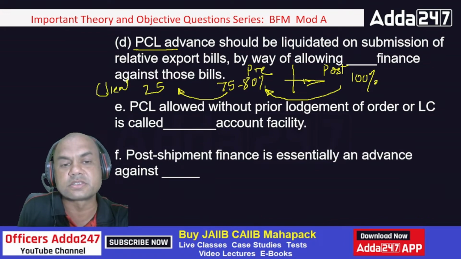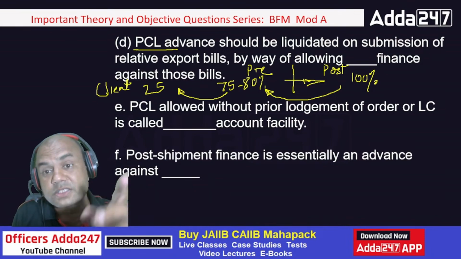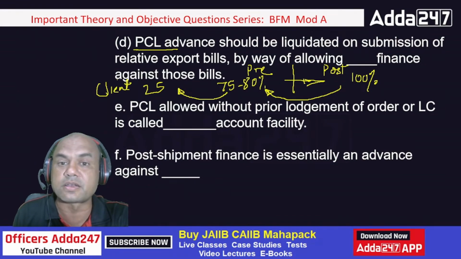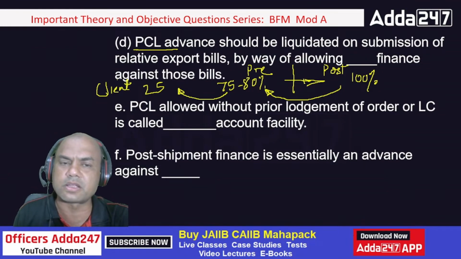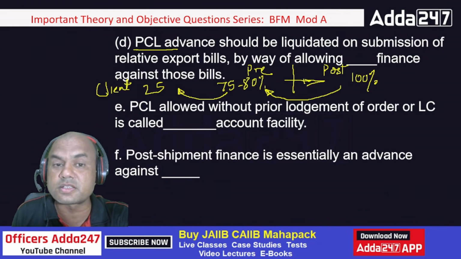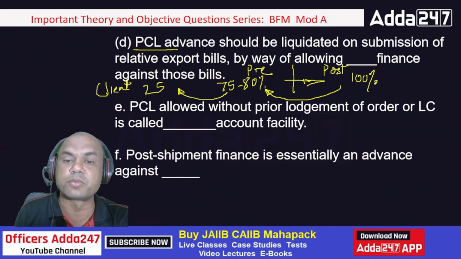Always remember this. Post-shipment is never disbursed completely 100% to the client. First it is checked whether pre is there. If pre is not there, then the complete 100% can be given to the client. But the question over here is, PCL advance should be liquidated on submission of relative export bills by way of dash finance. So that is post.